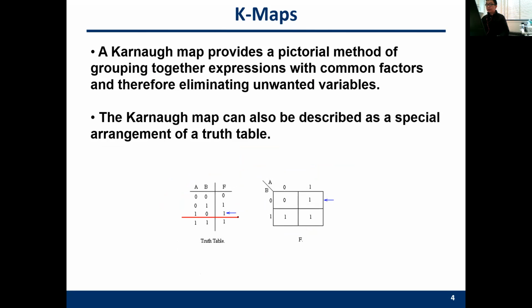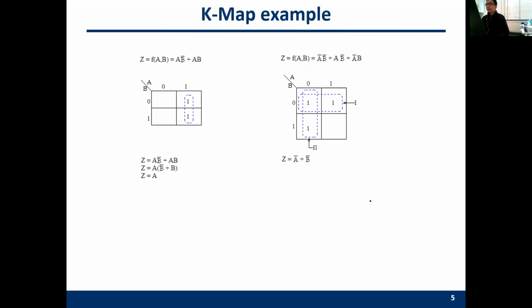For example, one row here like this is related to this box. Why? Because for this row, A is 1, B is 0. So for this box, A is 1, B is 0. So you can copy this one to here. After we have the binary values for f, we copy these values to the corresponding boxes here, and we can have this K-map.